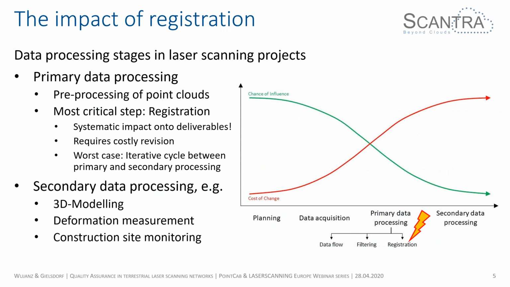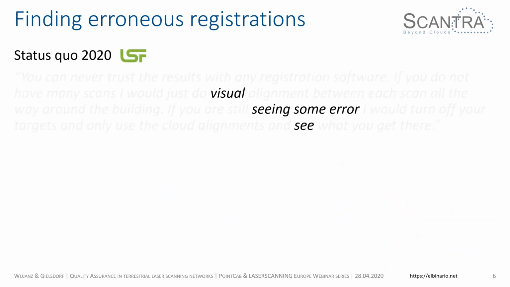Another problem is, of course, errors occur, but you should find them before you pass them on to another processing step. Otherwise you end up in a vicious cycle between passing something on to secondary data processing and receiving it back because the draftsmen are not happy, and so on and so forth. That would be quite costly, and that should be avoided at all costs.